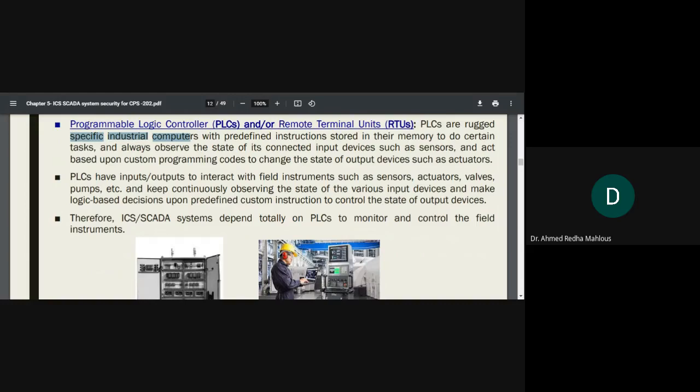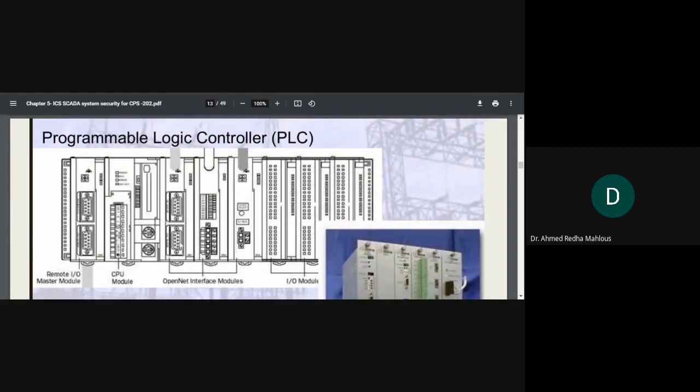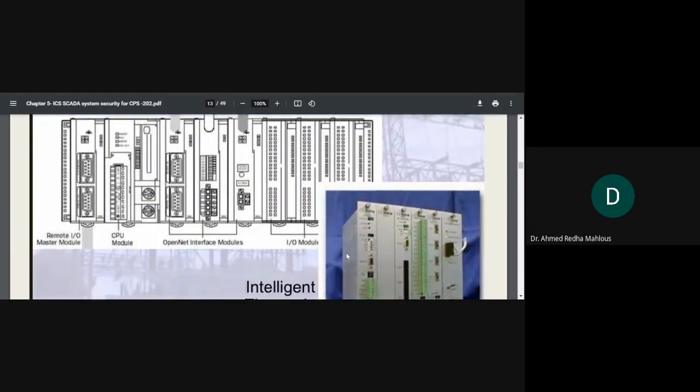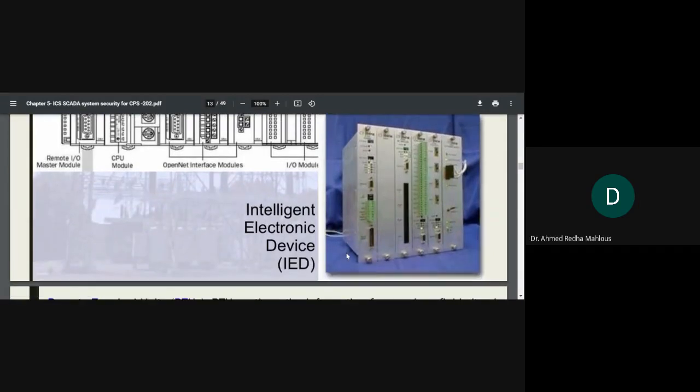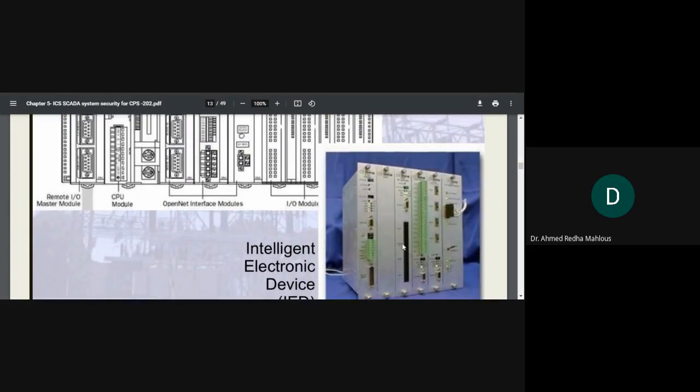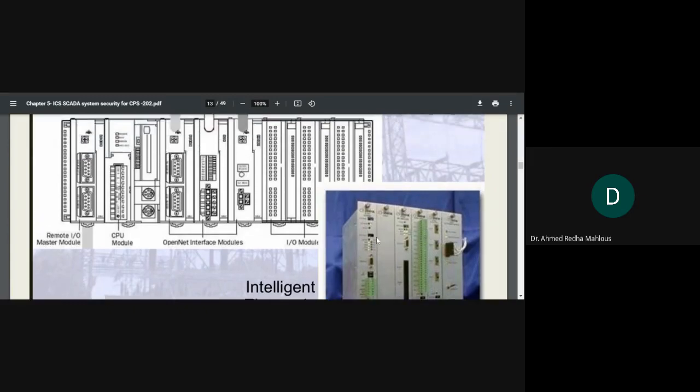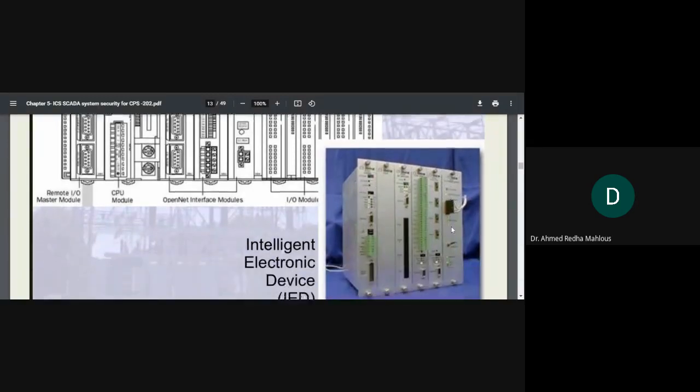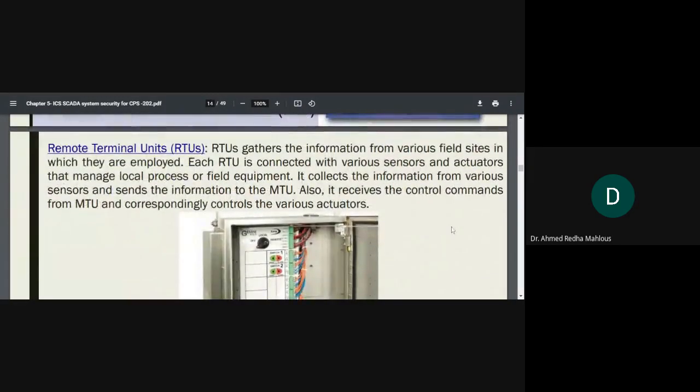We will talk about programmable logic, where you have some logic inside that PLC. This is an intelligent electronic device that can take action on itself. It doesn't wait for a command to be sent from the MTU, from those people behind the screen. So it can take action based on some logic input. It receives some input, performs logic operations, and gives you the output, deciding what will happen.